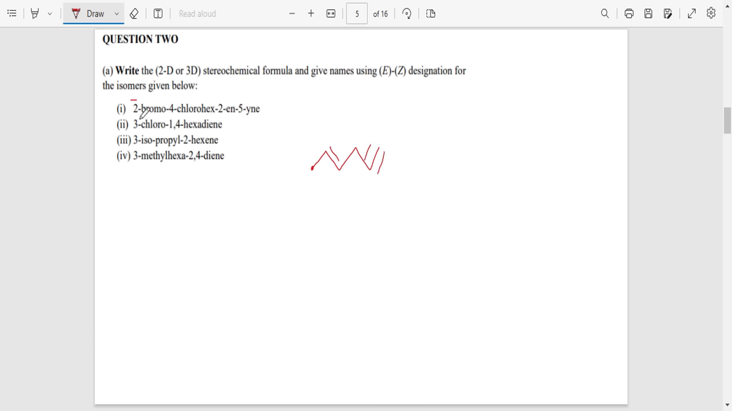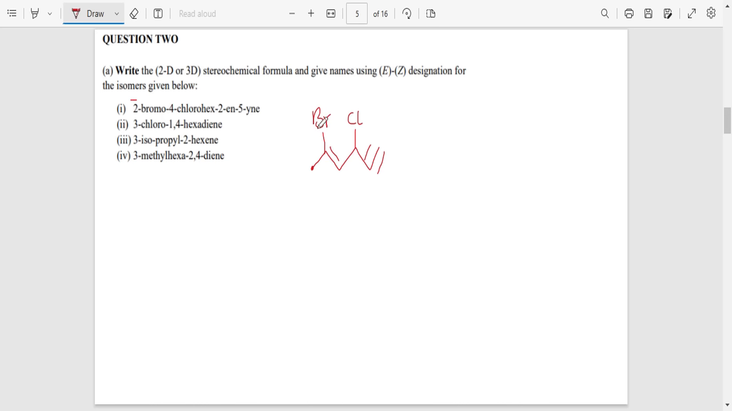And then we have got 2-bromo. The 2 is here. So we have got a bromo here. And then 4-chloro. At position number 4 I've got a chlorine, 4-chloro, not cyclo. 1, 2, 3, 4. So we have got a chlorine here. Okay, so this is the structure.